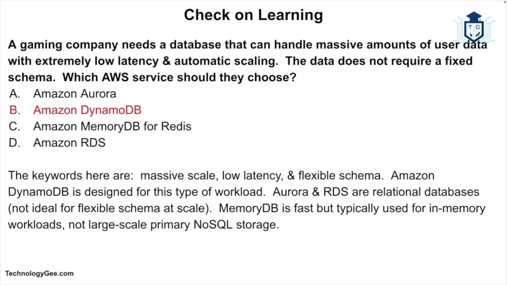And the correct answer is Amazon DynamoDB. So the keywords here are massive scale, low latency, and flexible schema. Amazon DynamoDB is designed for this type of workload. Aurora and RDS are relational databases, which are not ideal for flexible schemas at scale. And MemoryDB is fast, but is typically used for in-memory workloads, not large-scale primary NoSQL storage.